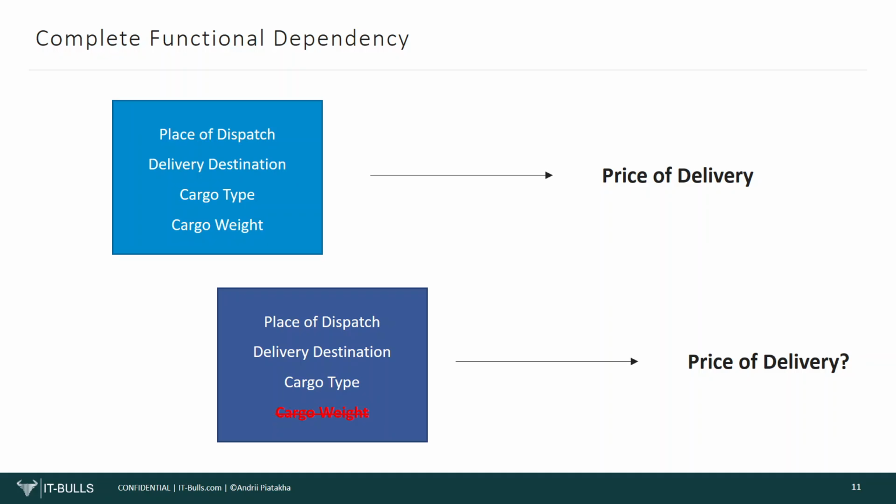For example, imagine that you have a subset of attributes like place of dispatch, delivery destination, type of cargo, and cargo weight. All these attributes determine the price of delivery. Agreed? You can easily check this by removing any attribute from the subset and checking whether the relationship is still valid. Because if I remove cargo weight from the subset of attributes, then the total price of delivery will be completely different. That's how easily I can check and ensure that there is complete functional dependency between a set of attributes and another attribute. Does it make sense?